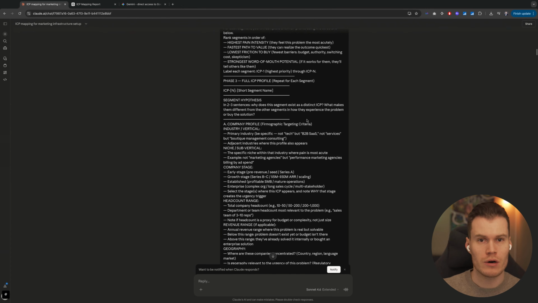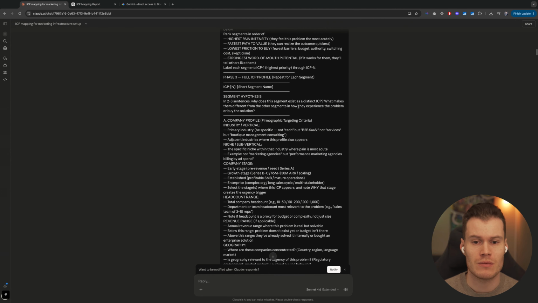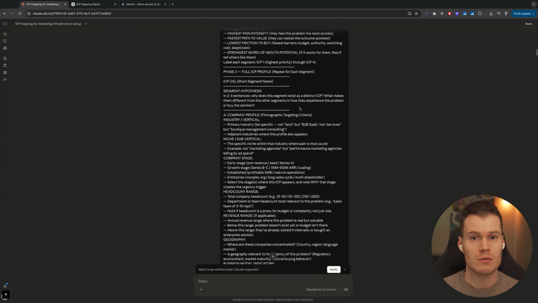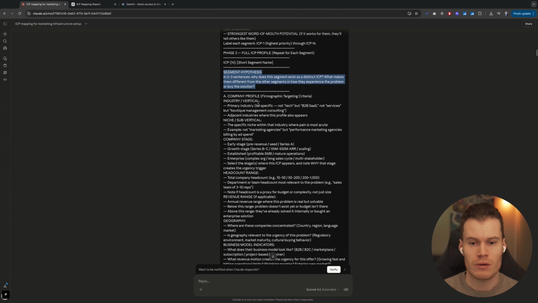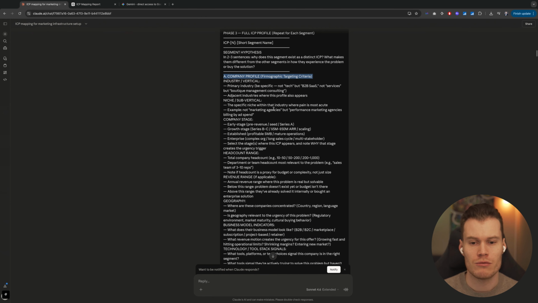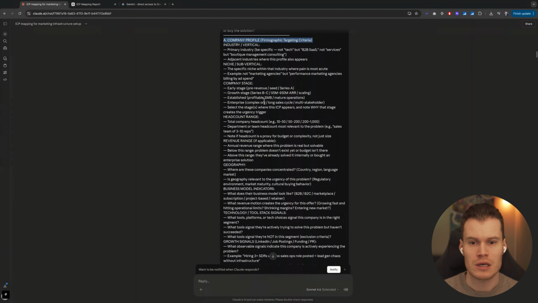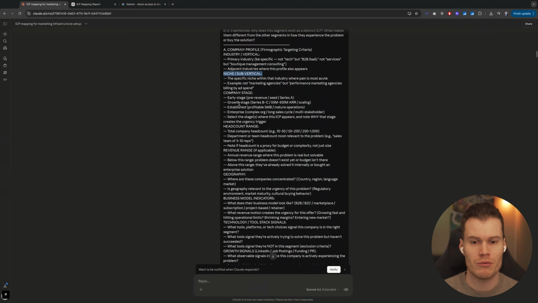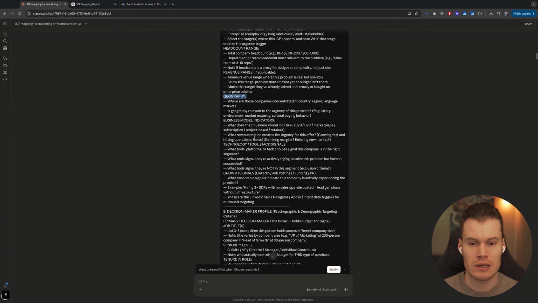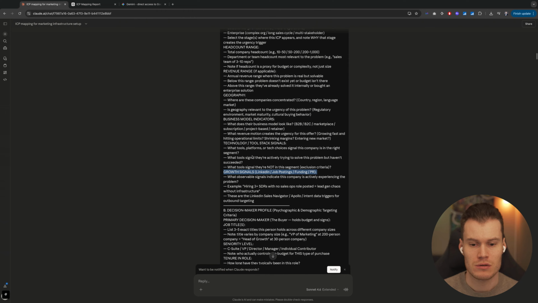and then how it creates your ICP profiles. So it's going to give you several segments, and that could be 2, it could be 3, it could be 4. It depends. But it's going to give you a thesis for each of them. It's going to give you a company profile for each of the segments, with things like industry, niche, and subvertical, the company stage, the headcount range, the revenue range, the geo, the business model indicators, the technology and tool stack signals, the growth stacks, and the growth signals.